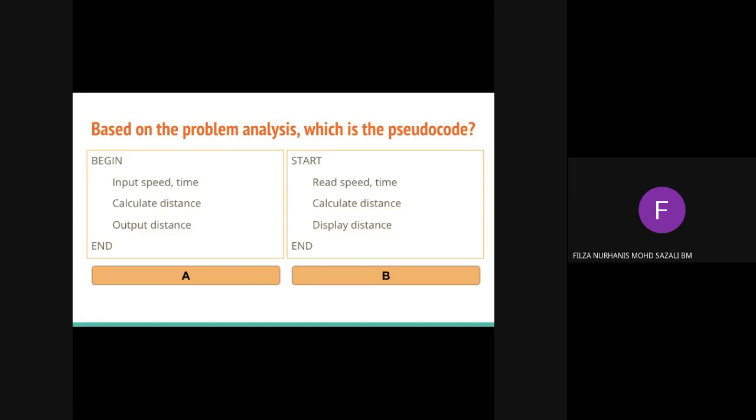Kalau B tadi, siapa yang jawab B? Kenapa B? Sebab read dengan display, Miss. Okay. So actually for these two pseudocode, dua-dua salah. Why? Cuba check betul-betul. Pertama yang A tu tadi tak ada apa tadi? Process. Correct. Betul. Proses je tu. Okay, because the process does not include the formula of the distance. Kan? Dia tulis kat situ general je. Calculate distance. Tak boleh. Pseudocode, you have to be precise.